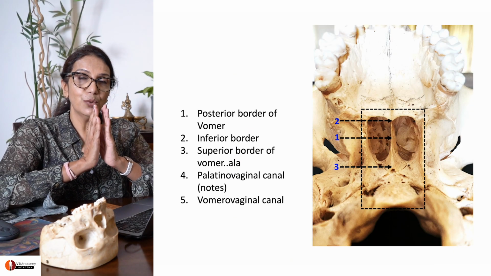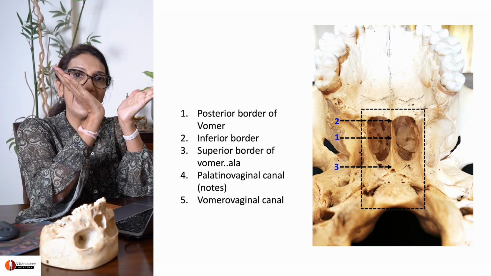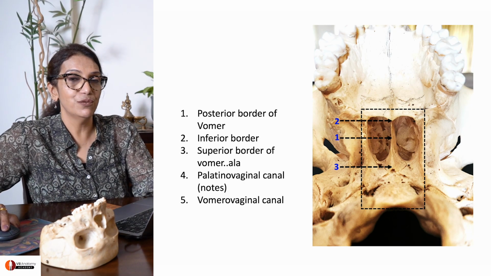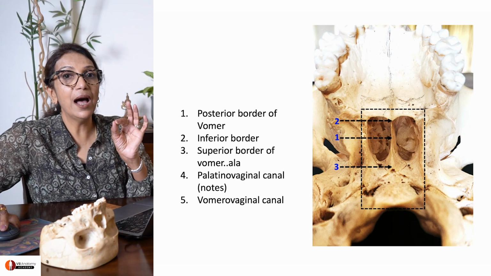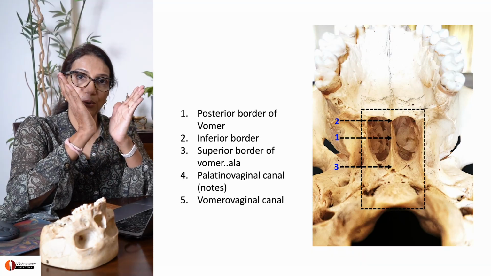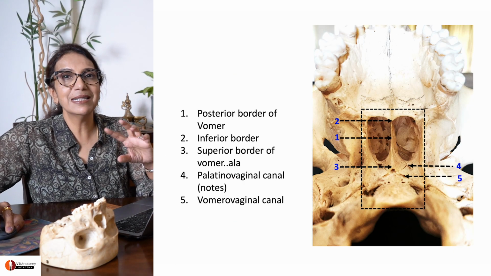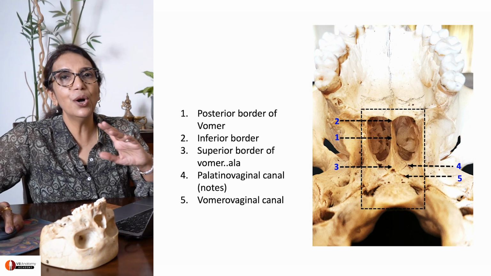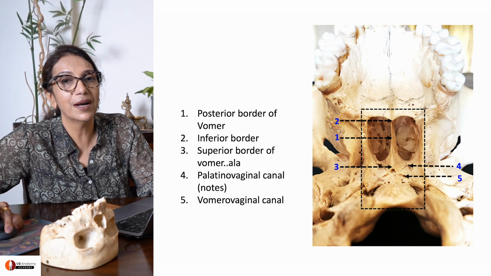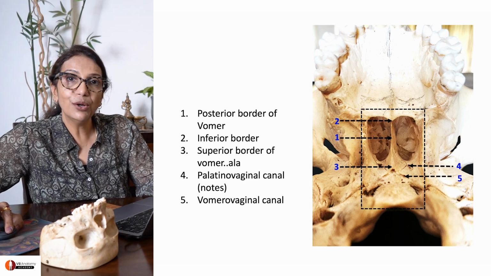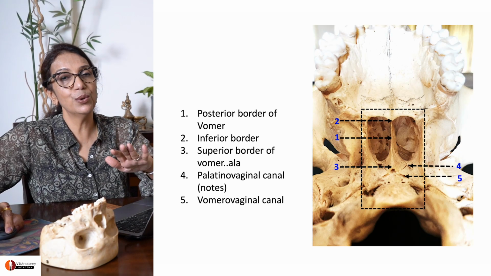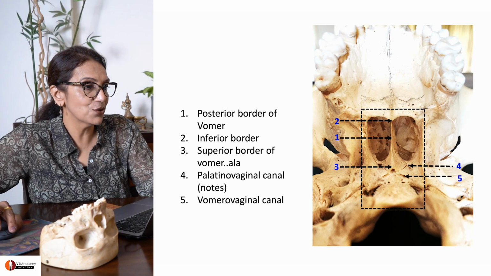Can you see how the Vomer bone is dividing into 2 flaps called alae of Vomer, or also called ala of Vomer? Okay, spreading out, ala of Vomer. And you can see formation of 2 canals, palatino-vaginal canal, Vomero-vaginal canal. I'm not going to discuss these because these are discussed in notes section and are not usually asked to an undergraduate student. So we'll not waste time on this. However, those who are interested can refer to the notes section.